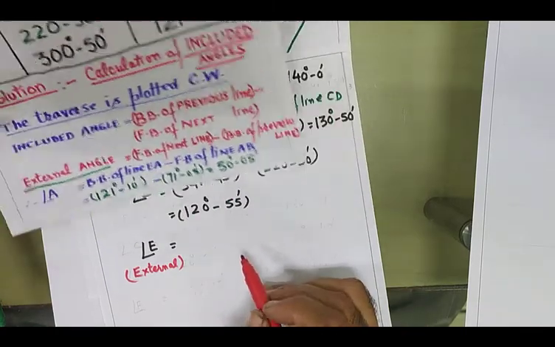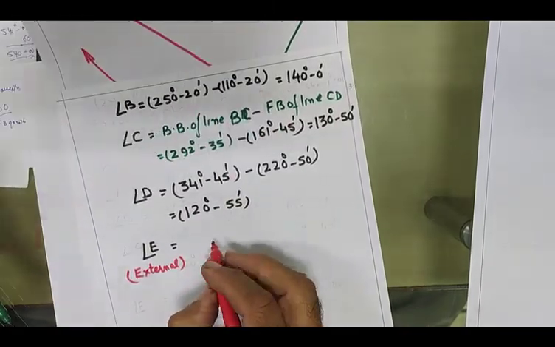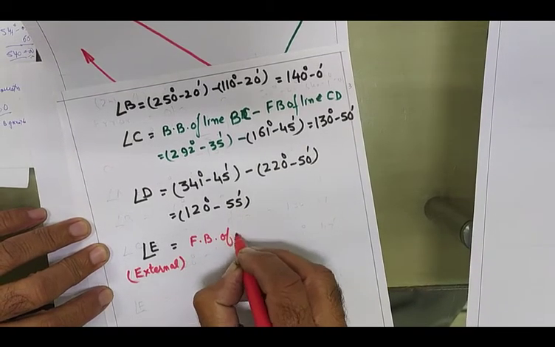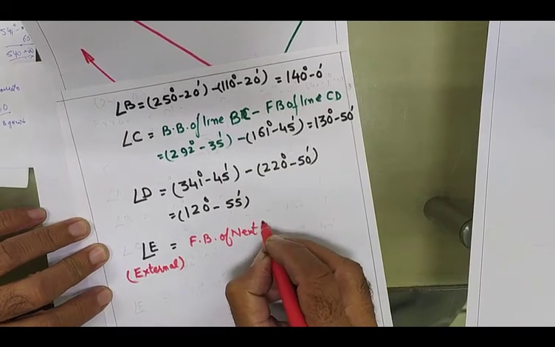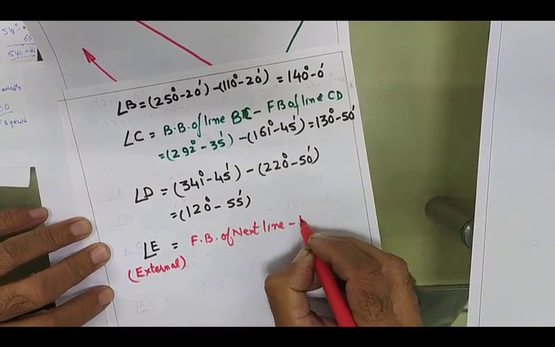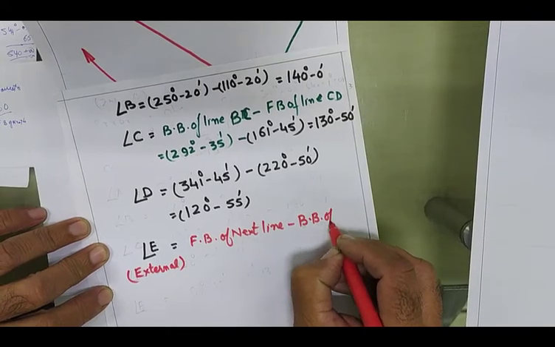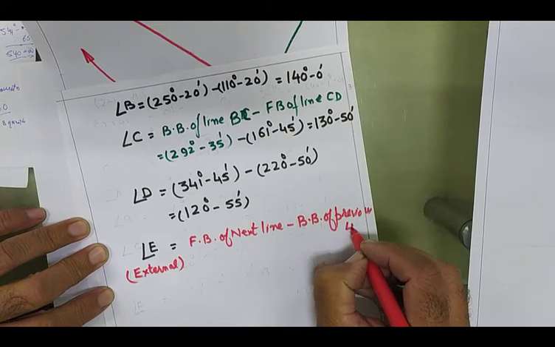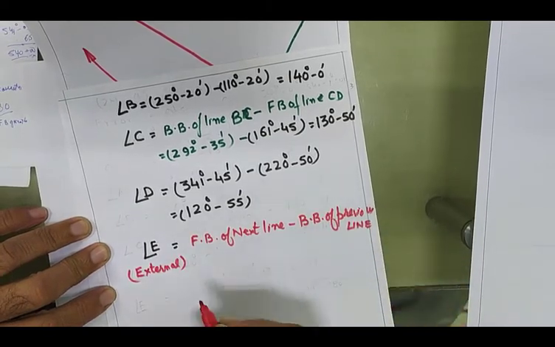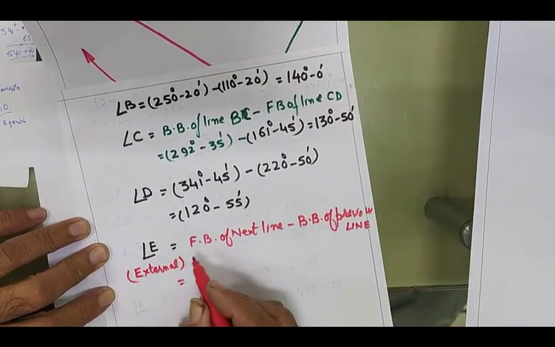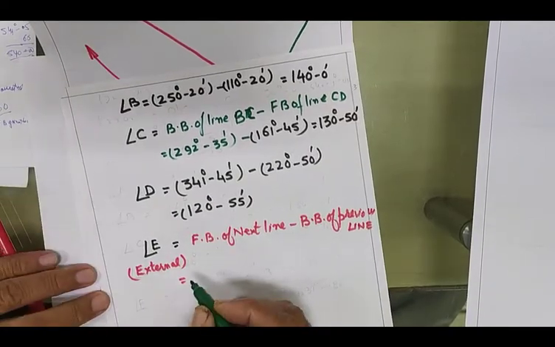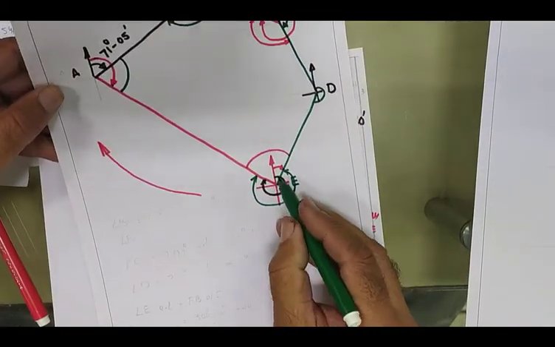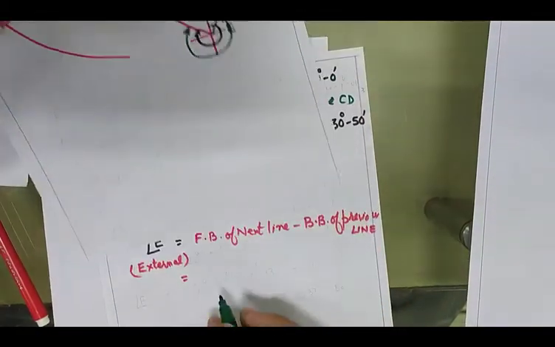So here you can write it down as forward bearing of next line minus back bearing of previous line. So this should be very much in reverse. There is one case like this. So here I can take the forward bearing of the next line. Forward bearing of the next line means this is the forward bearing of line EA.